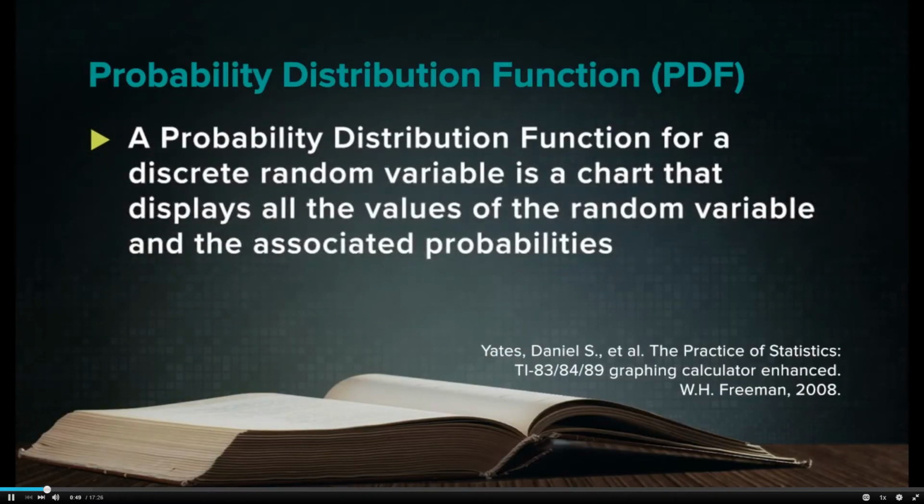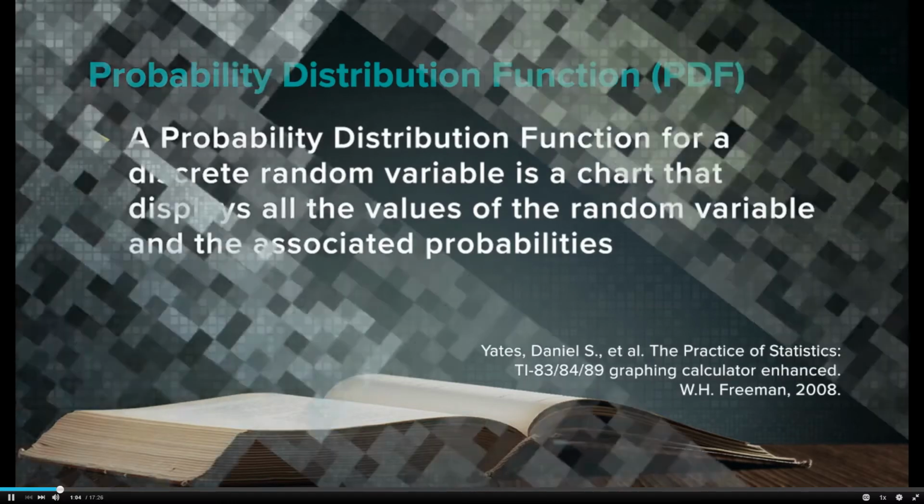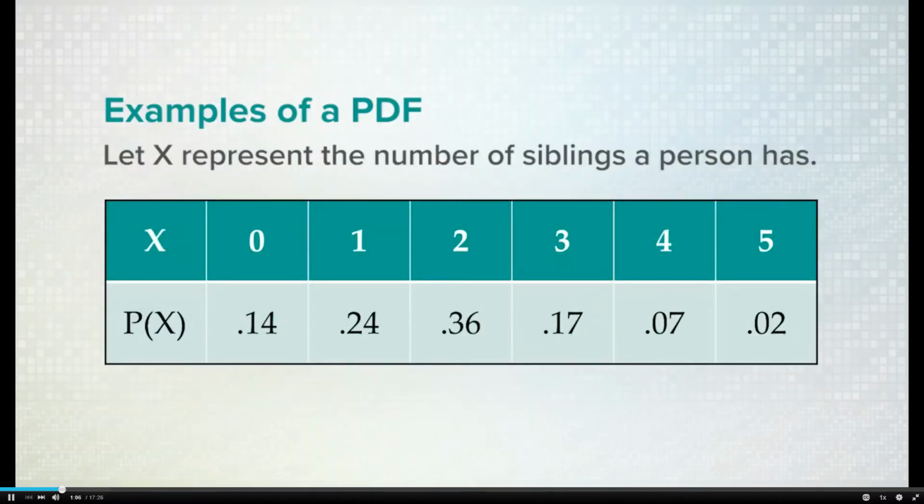As stated in the book, The Practice of Statistics, a probability distribution function, or PDF, for a discrete random variable is a chart that displays all the values that the specific variable can take on and the associated probabilities. Let's look at an example. This is an example of a probability distribution function.